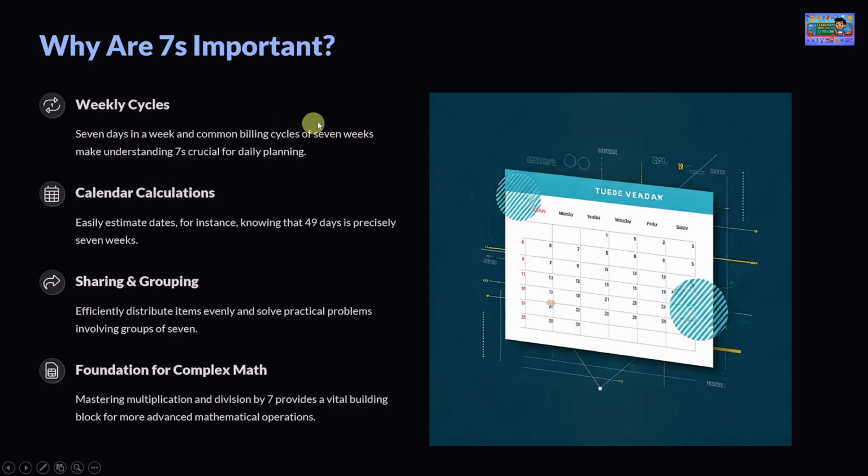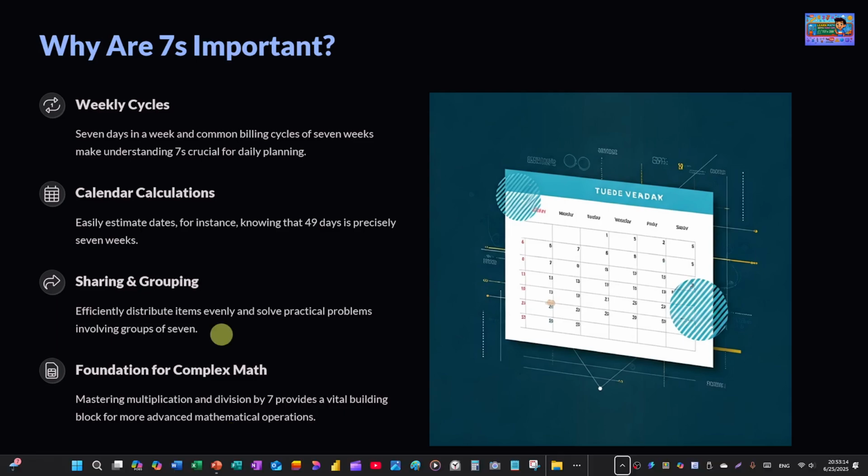Sharing and grouping: efficiently distribute items evenly and solve practical problems involving groups of 7. Foundation for complex math: multiplication and division by 7 provides a vital building block for more advanced mathematical operations.